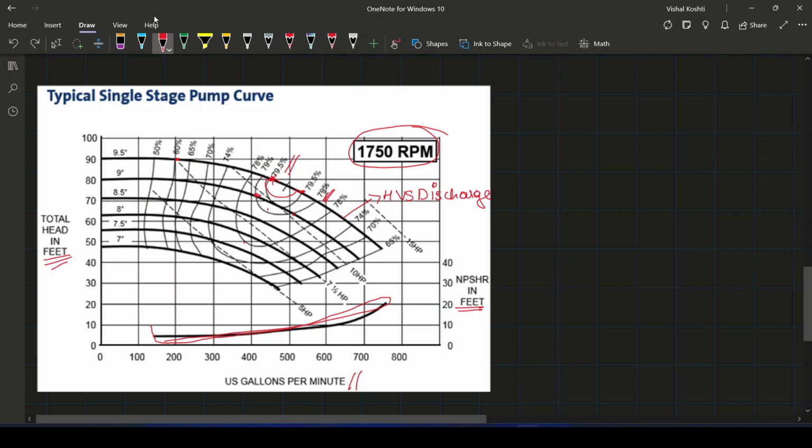This is how the pump curve is read, and this is the combined curve, which is known as the family curve of a pump. And along with this, you need to learn some calculations, which are very much essential. So in this, we'll see some.